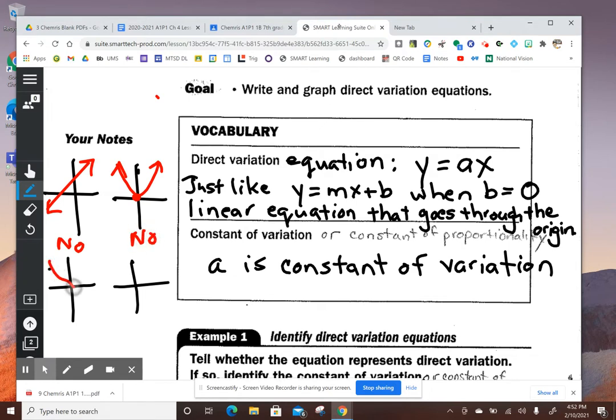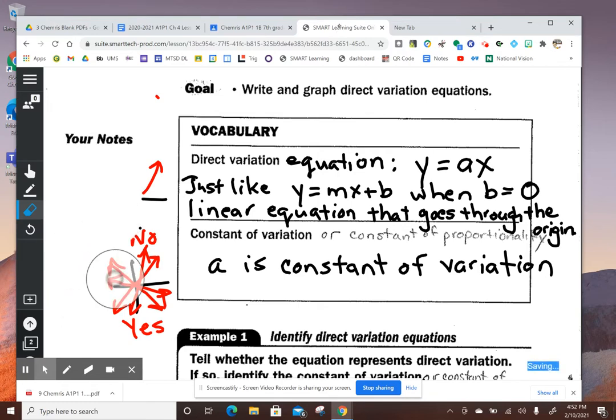Now, is this, well, we'll say no because I made it a curve. Is that direct variation? No, because it curves. How about this? That is direct variation because it is a straight line that goes to the origin. That's direct variation. That's direct variation. That's direct variation. Anytime it's a straight line that goes through the origin, it is direct variation.